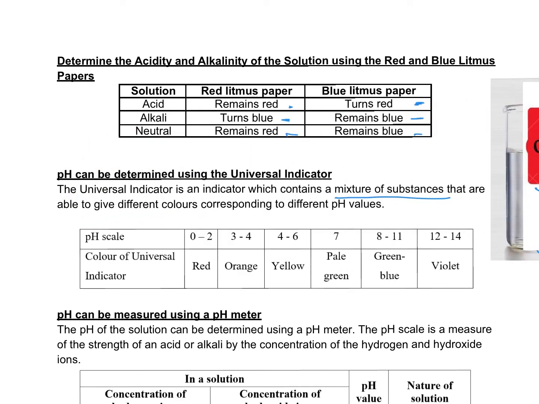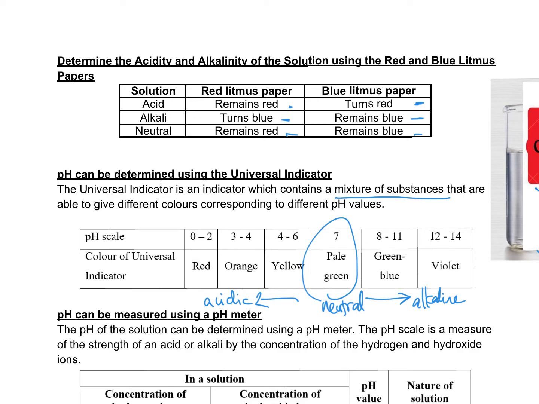So yes, pH 0 to 2 is red, 3 to 4 is orange, 4 to 6 is yellow, 7 is pale green, this is neutral, and 8 to 11, green to blue, 12 to 14 is violet.